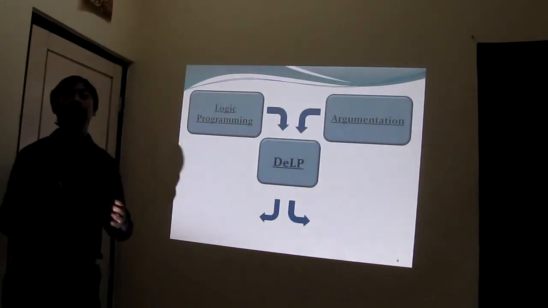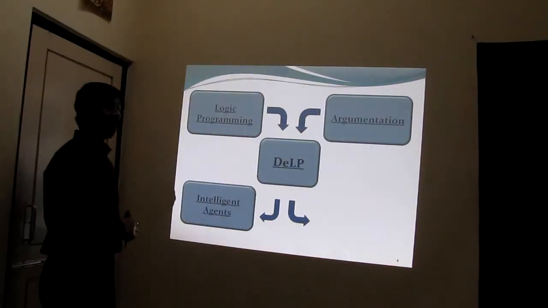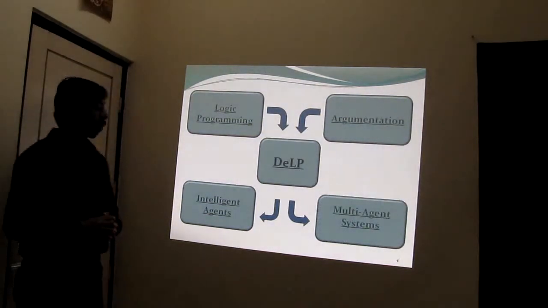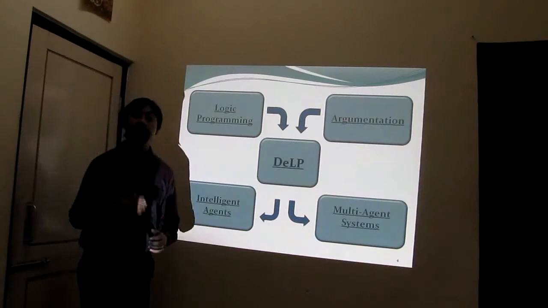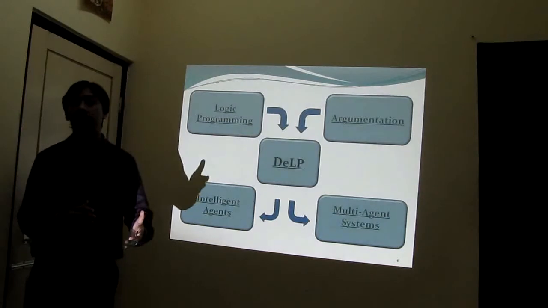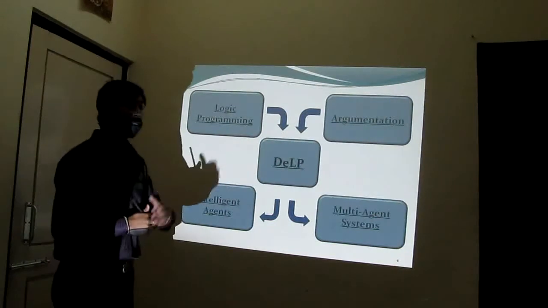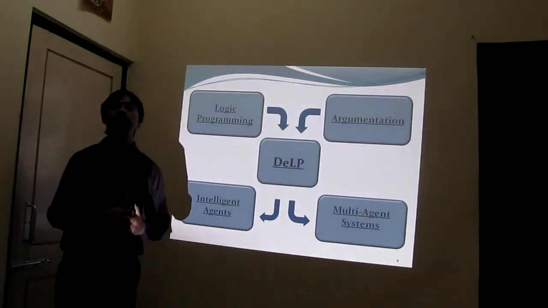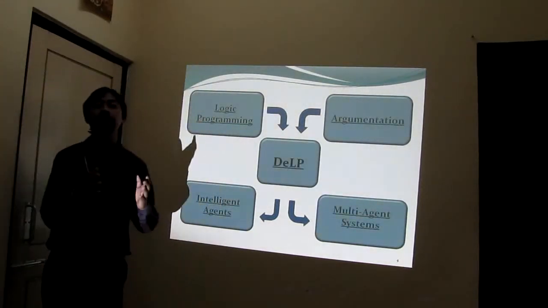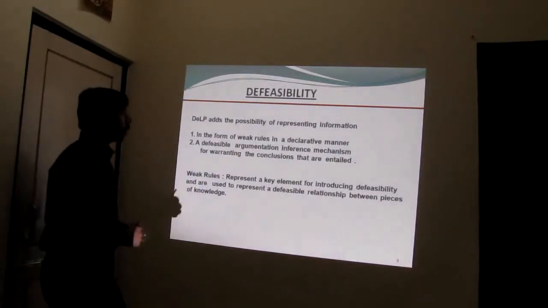Now the question is where you can apply Defeasible Logic Programming. We can design intelligent agents using Defeasible Logic Programming and multi-agent systems. So now, what is an intelligent agent? An intelligent agent is an autonomous entity that observes its environment and acts upon it in order to achieve certain goals. And a multi-agent system is a set of intelligent agents which coordinate with each other in order to achieve a certain common goal. So now, we'll see what is defeasibility.